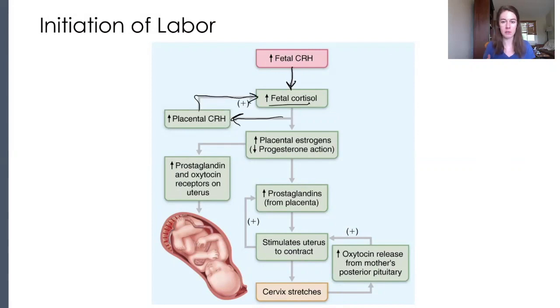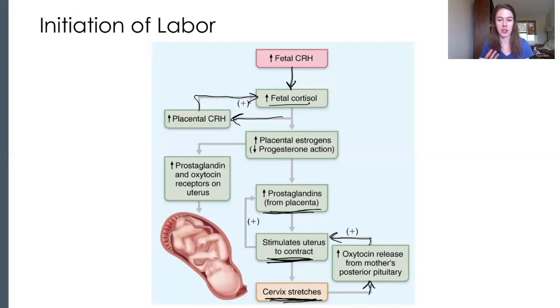So when progesterone declines and estrogen gets higher, you start to secrete these things called prostaglandins, which will help to loosen the cervix and stimulate the uterus to contract. That leads to stretching of the cervix. When the cervix itself stretches, that causes a release of oxytocin from mom's posterior pituitary, and that is going to lead to another positive feedback loop.